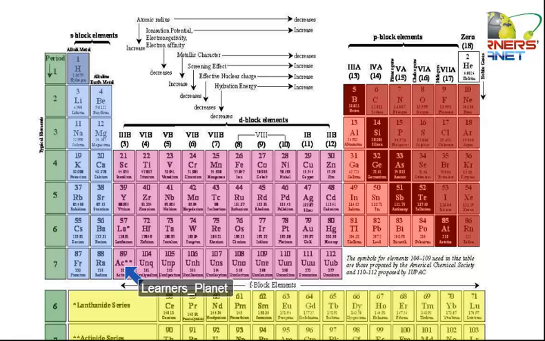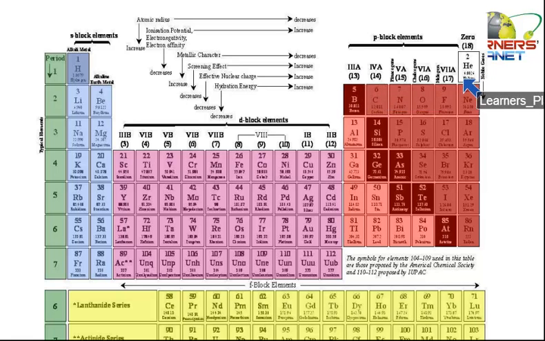Now these are the groups, the vertical columns. That is, this is the first group, second group, third, fourth, fifth, sixth, seventh and eighth, and the 0. Now how are these arranged? They are arranged as 1A, 2A. Then we have got 3A on the left hand side.